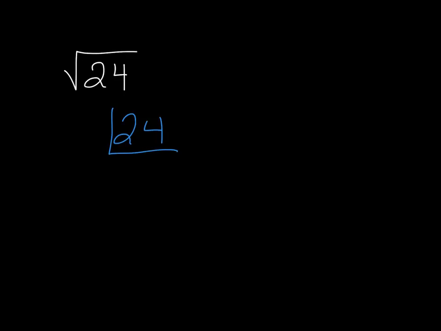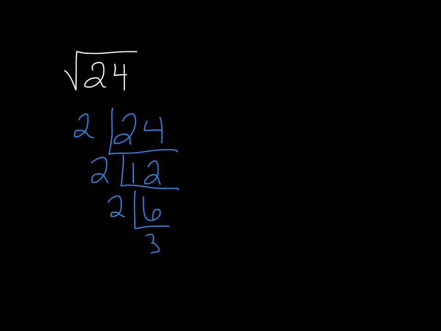I like to use what I call the upside down division to do it. We divide by a prime factor. I always start with 2 if we can. So 2 goes into 24 12 times. And then I can divide by 2 again. It goes 6 times. I can divide by 2 again. It goes 3 times. 3 is prime, so I know I'm done.